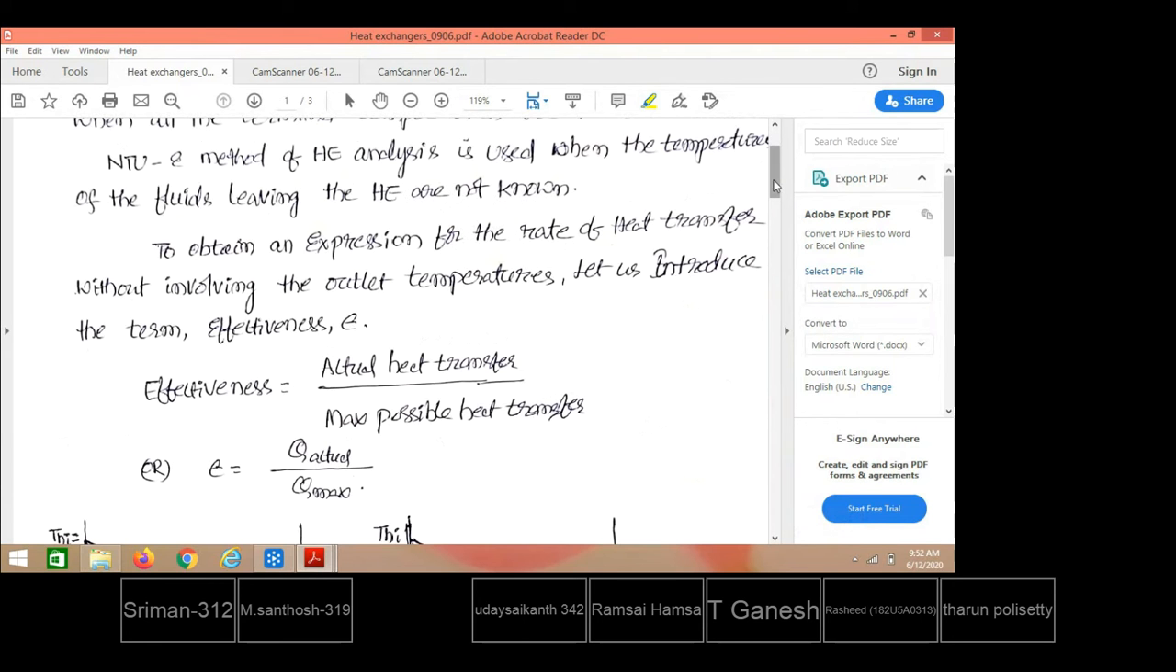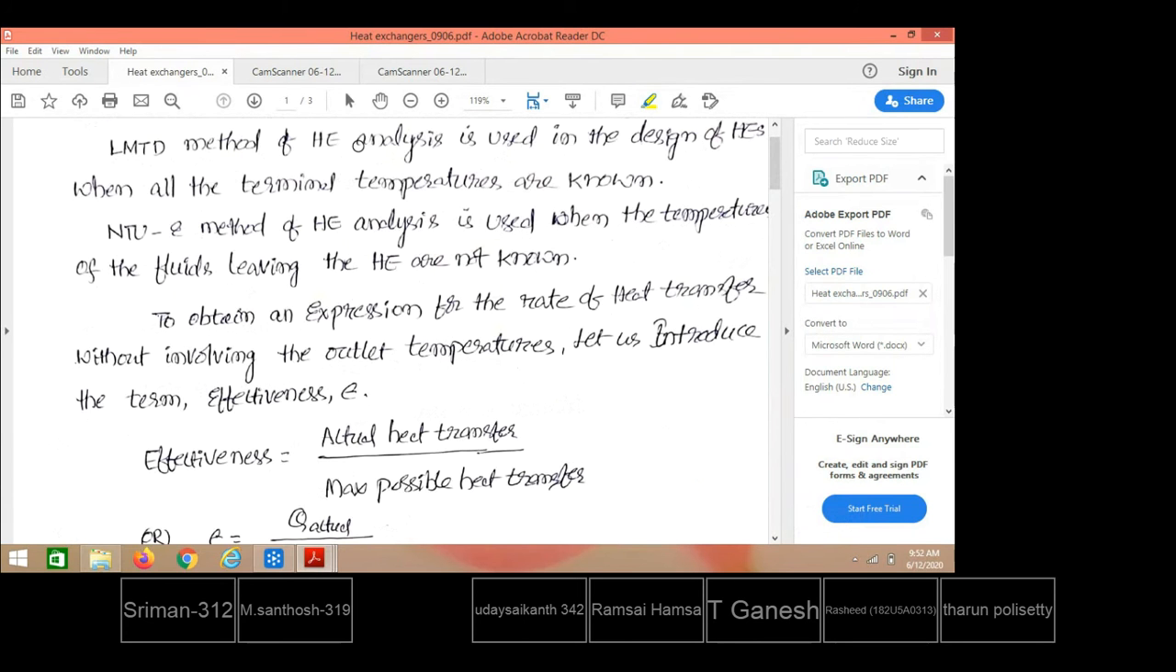So the LMTD method, as I am saying, is used in the design of heat exchangers when all the terminal temperatures of hot and cold fluids are known. The next method is the NTU epsilon method. Epsilon is the effectiveness, NTU is the number of transfer units. Physically, that represents the heat exchanging capacity of the heat exchanger.